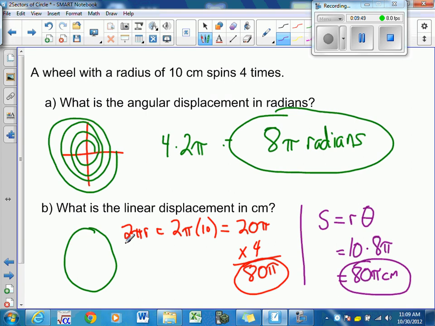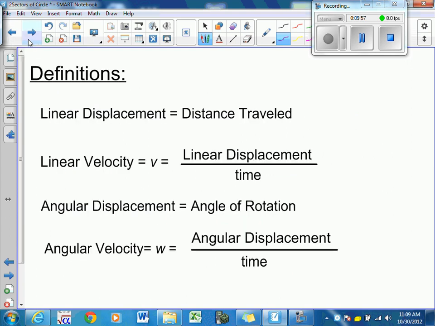Now, linear displacement is distance traveled. Angular displacement is angle of rotation. We now want to look at linear and angular velocity. And the only difference for velocity is you divide by the time. Think about it, if you go 120 miles in 2 hours, your velocity is 60 miles per hour. That's all it is. So we're adding a time to how fast we're spinning or how far we're going.